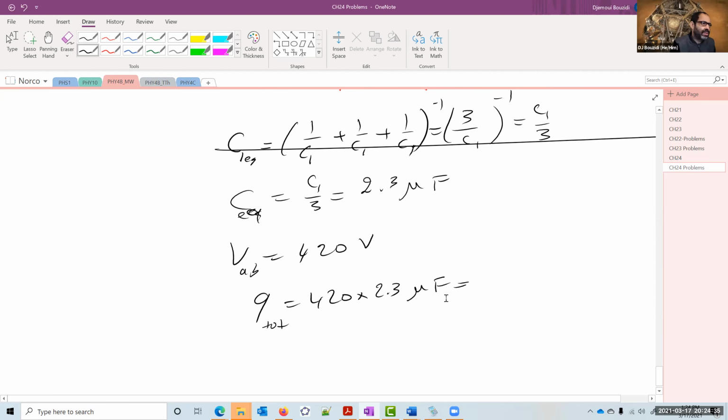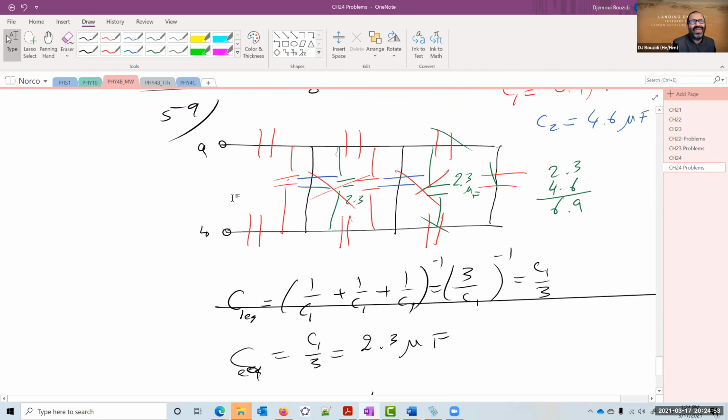So again, 420 times... it's 966 microcoulomb. This happened to be the charge on the first and the last of the ones that are immediately near. However, I need to find the voltage again, the same plan as before. We know the actual voltage is 420 volts everywhere, so the answer has to be less.